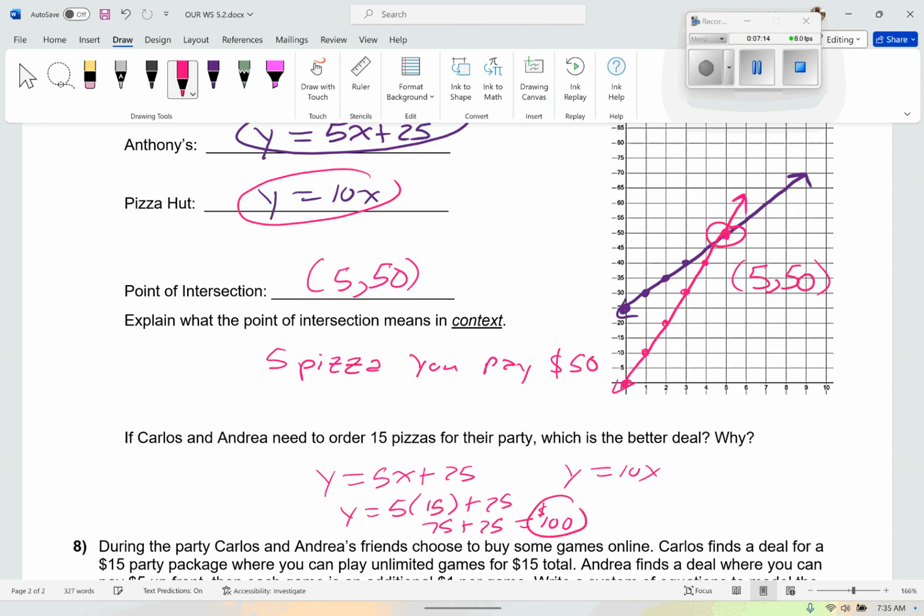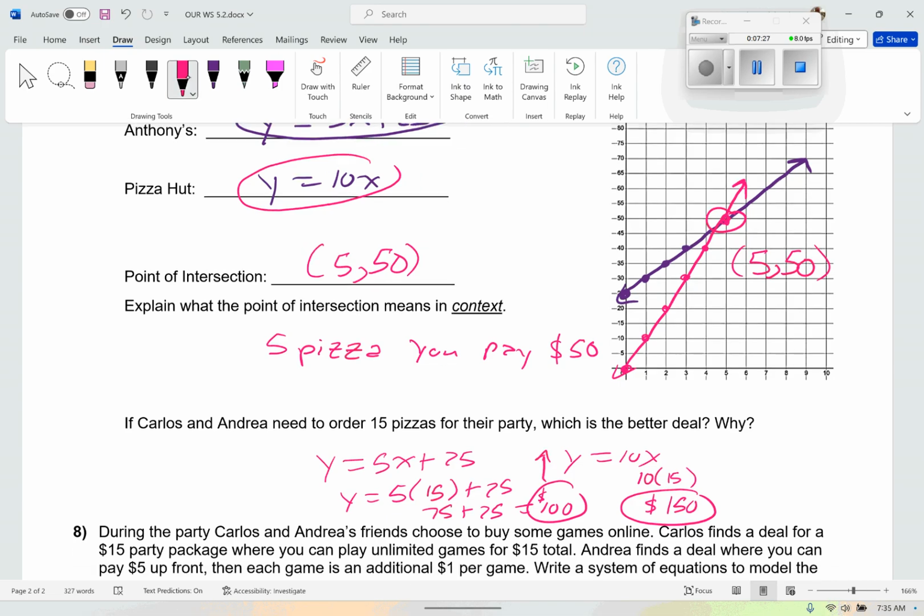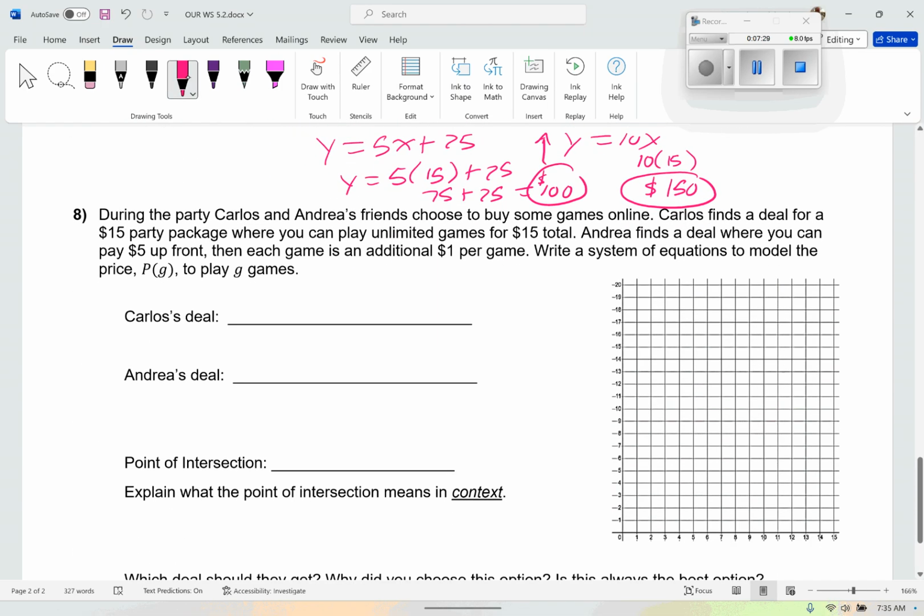And then if I were to plug 15 in for that, that's going to give me 150. So your better rate is Anthony's. This is the better, okay, it's less money. All right, and then you remember this. We did work this in class, these equations.